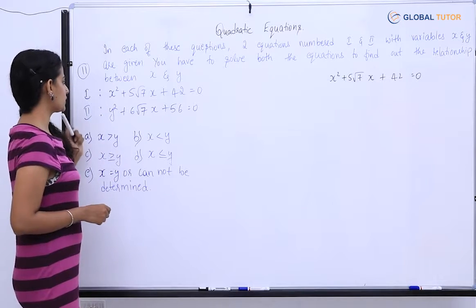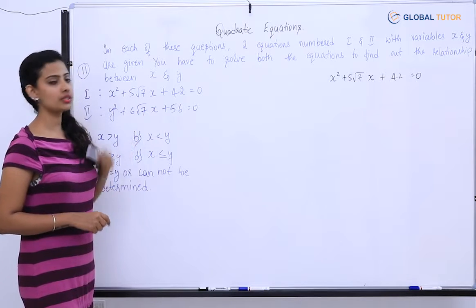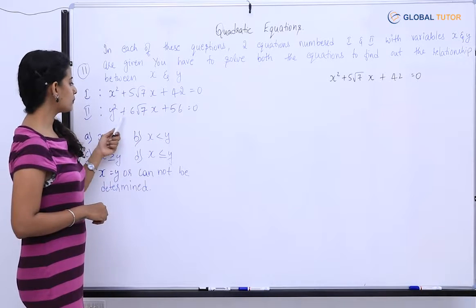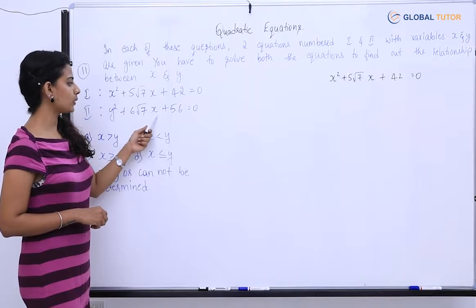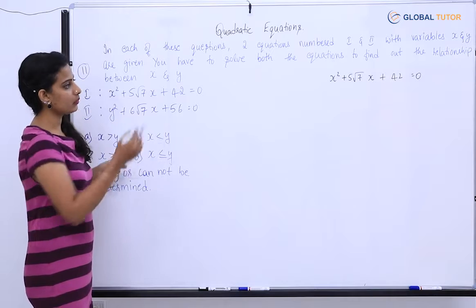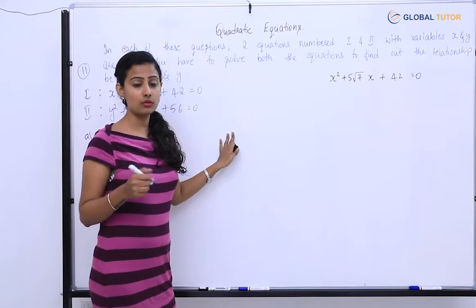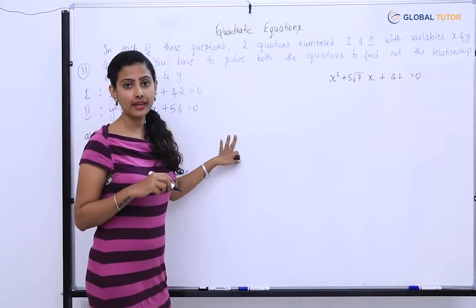We got two equations. X square plus 5 root 7 into x plus 42 is equal to 0. Y square plus 6 root 7 into y plus 56 is equal to 0. So using the first equation, x square plus 5 root 7x plus 42 is equal to 0, let us find out the value of x.